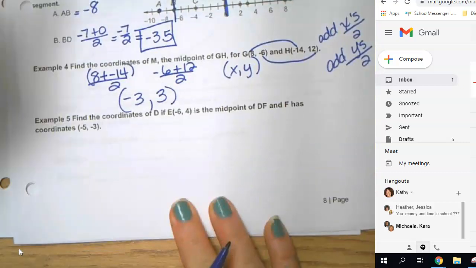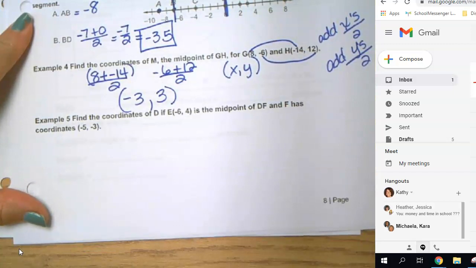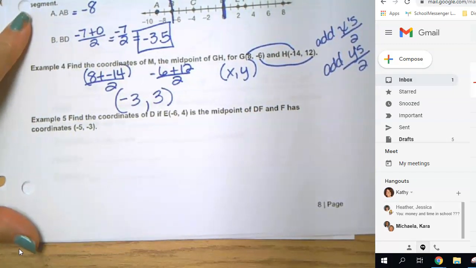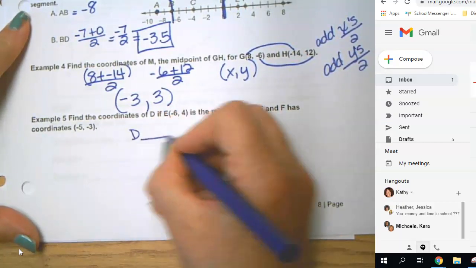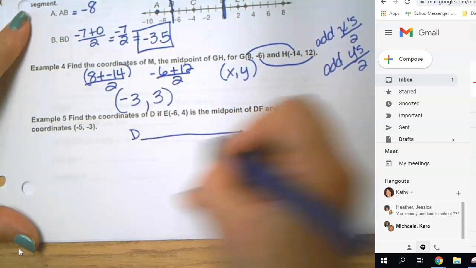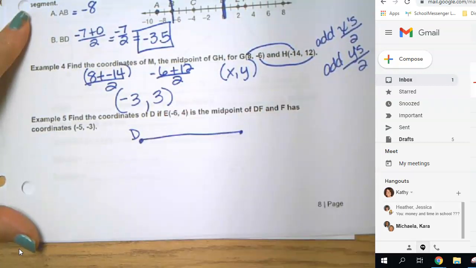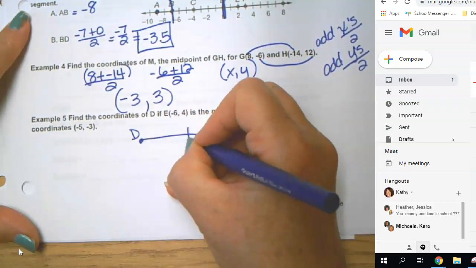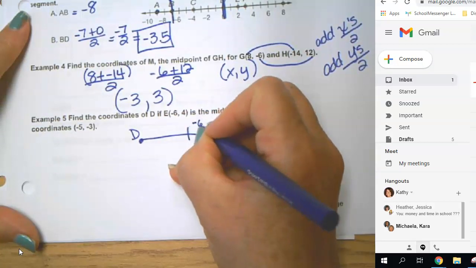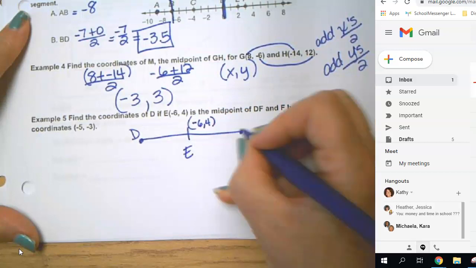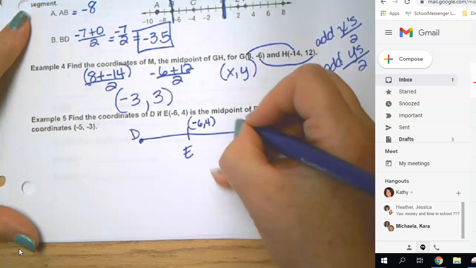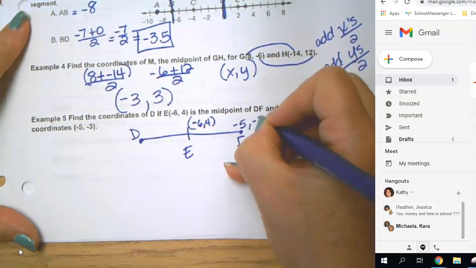This is the one that gets everybody. So you find the coordinates of D, if E is the midpoint. So here's D. I'm just going to make it in a straight line, even though it's not a straight line. E is your midpoint, which is -6, 4. This is E. And F is -5, -3.